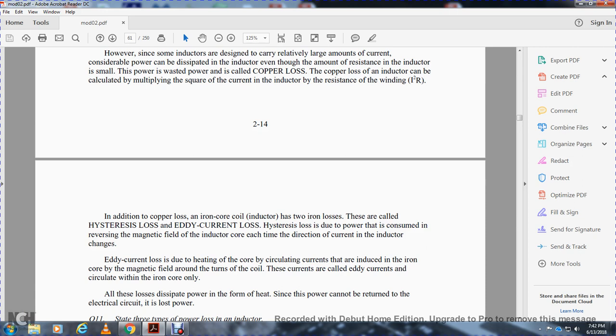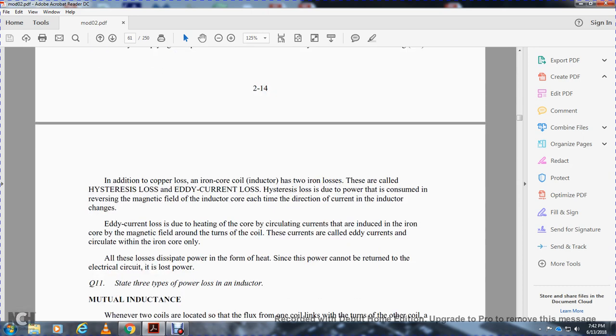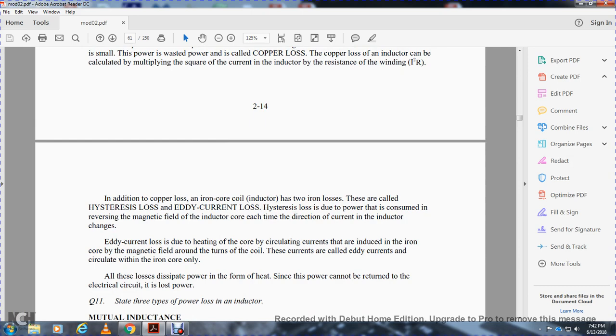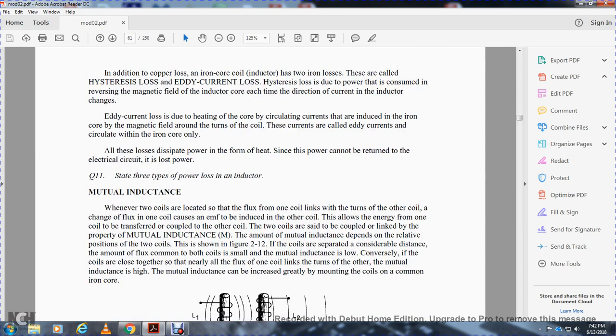These currents are called eddy currents and circulate within the iron core only. All the loss is dissipated as power in the form of heat. Since the power cannot be returned to the electrical circuit, it is lost power. Question 11. State the types of power lost in the inductor.